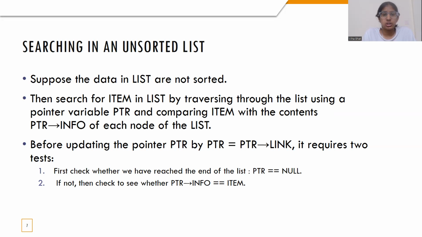So searching in an unsorted list includes the following. We search for the item in list by traversing through the list using a pointer variable PTR and comparing item with the contents, PTR pointing to info, of each node of the list. Before updating the pointer PTR by PTR equals PTR pointing to link, it requires two tests. The first one is to check whether we have reached the end of the list, that is by checking if PTR is equal to null. If PTR is not equal to null, then we check whether PTR pointing to info is equal to our item.